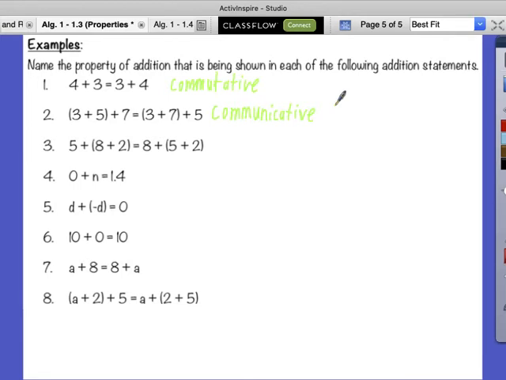Let's look at example 8 real quick. Are the numbers and variables in the same order left to right on each side of the equal sign? Yes. So it's not commutative. Commutative means they changed where they're located. But here, parentheses around the first two. But here, where are the parentheses? On the last two. So it's associative, because it's just changing where the parentheses are, not where the actual numbers and variables are.